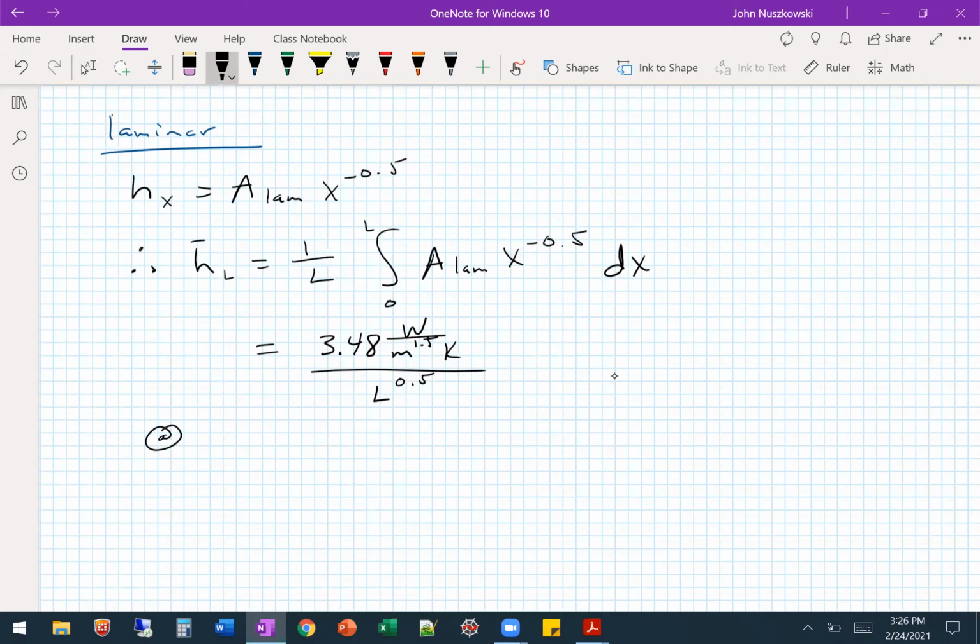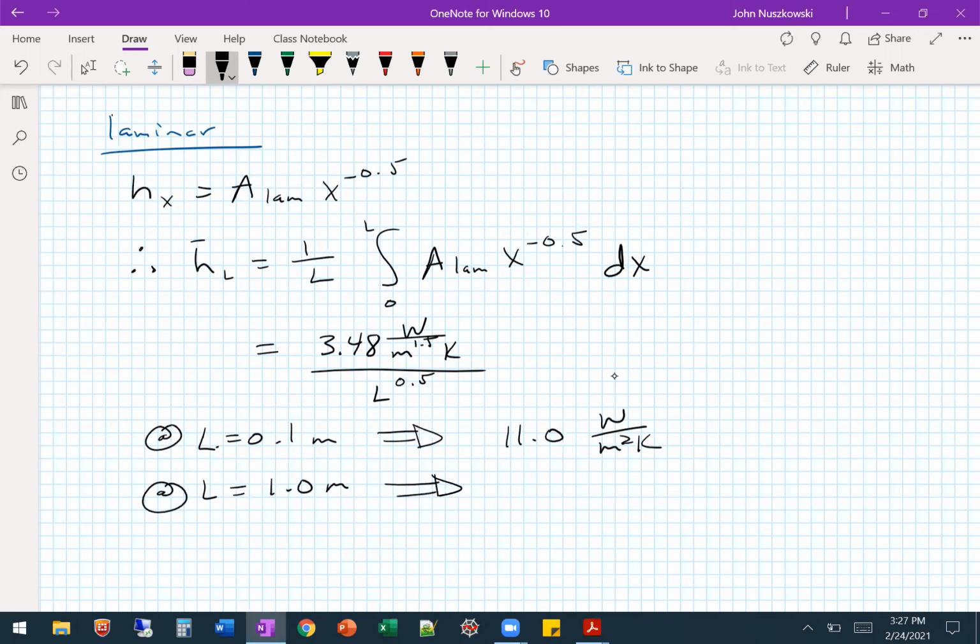So at L equal to 0.1 meters, we get 11 watts per meter squared Kelvin. At 1 meter, we get 3.48 watts per meter squared Kelvin. Okay.